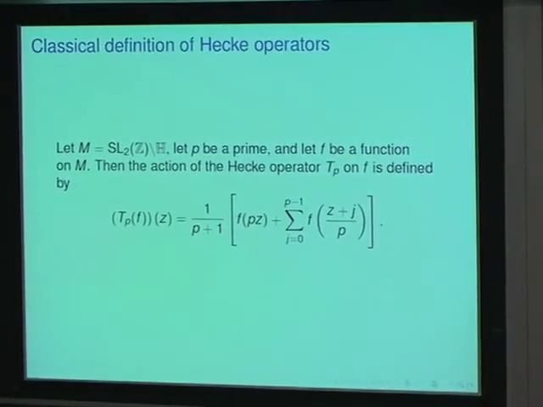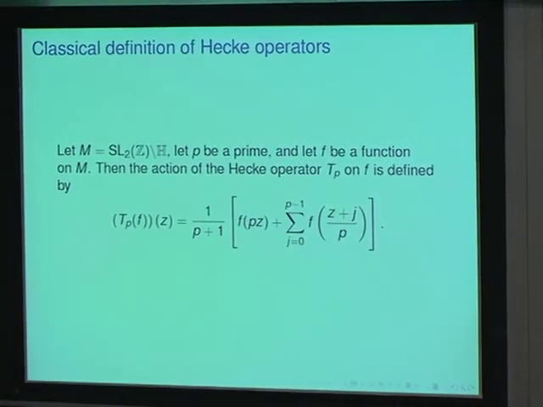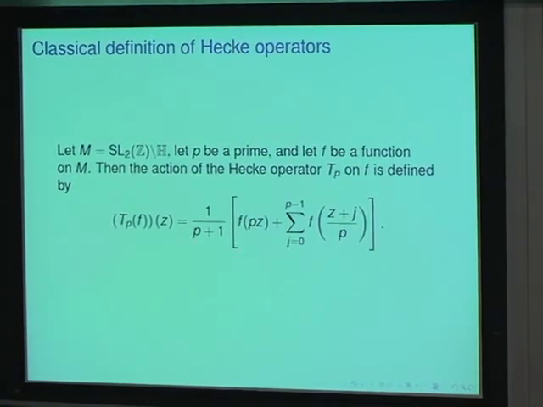I use a different normalization just because I like probability measures, right? We really average over p plus 1 terms, so I wanted to average. But it's just a constant. You can also just take the sum, which we will also do later. So this is the Hecke operator.